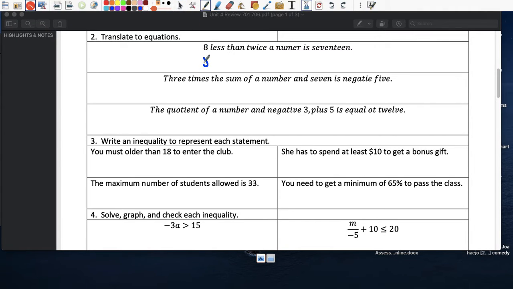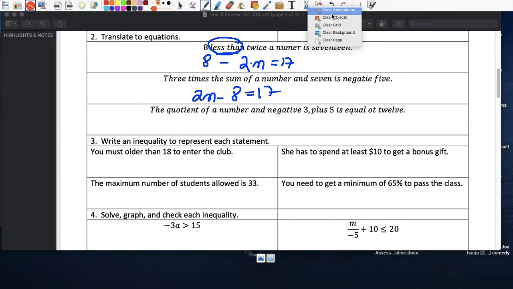So 8 is 8. Less than means subtraction. Twice means 2 times a number, which we don't know, so we're going to call it n. And is equals, and then 17 is 17. So 8 minus 2n equals 17. But less than, ladies and gentlemen, let's turn around. So exactly what we're going to do, we're going to switch the 2n and the 8. And that's what our final answer ends up being.